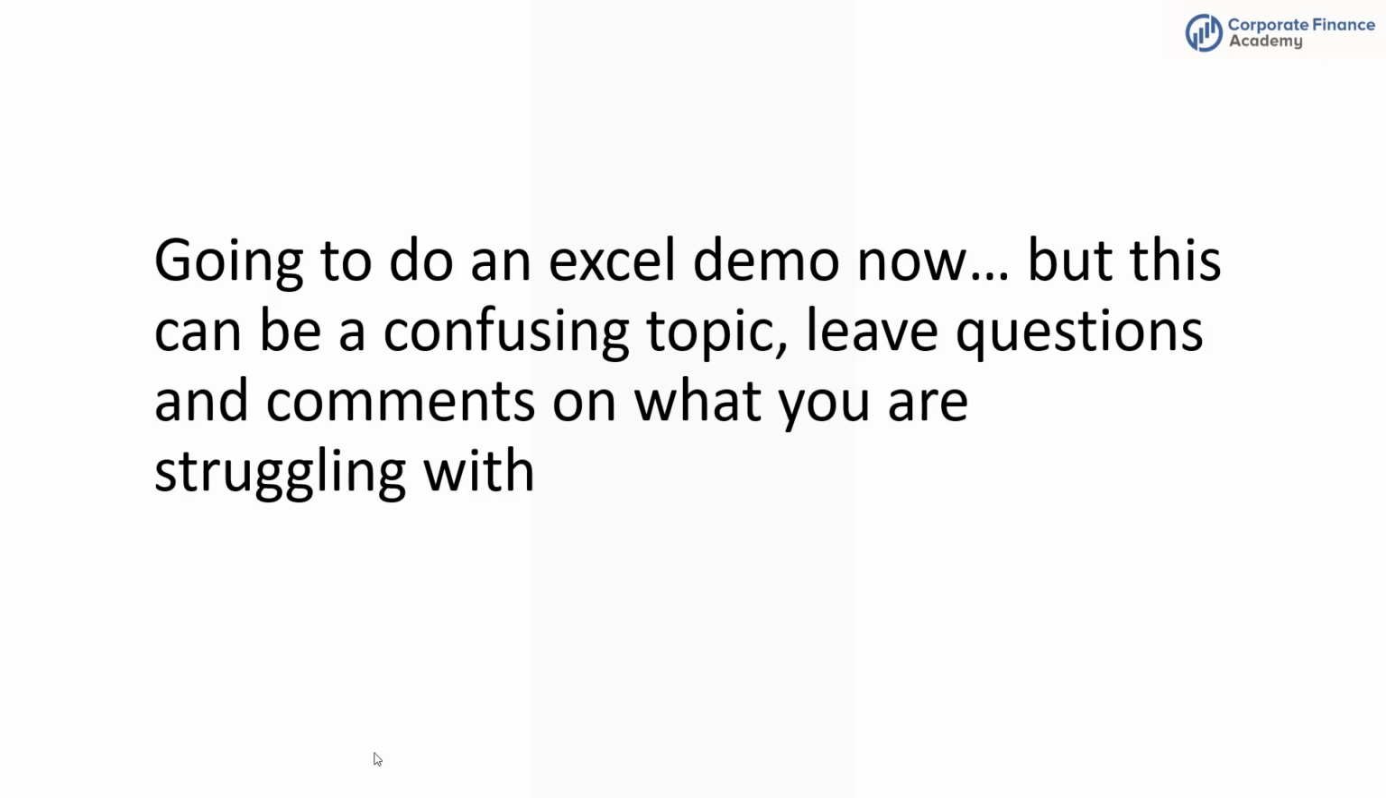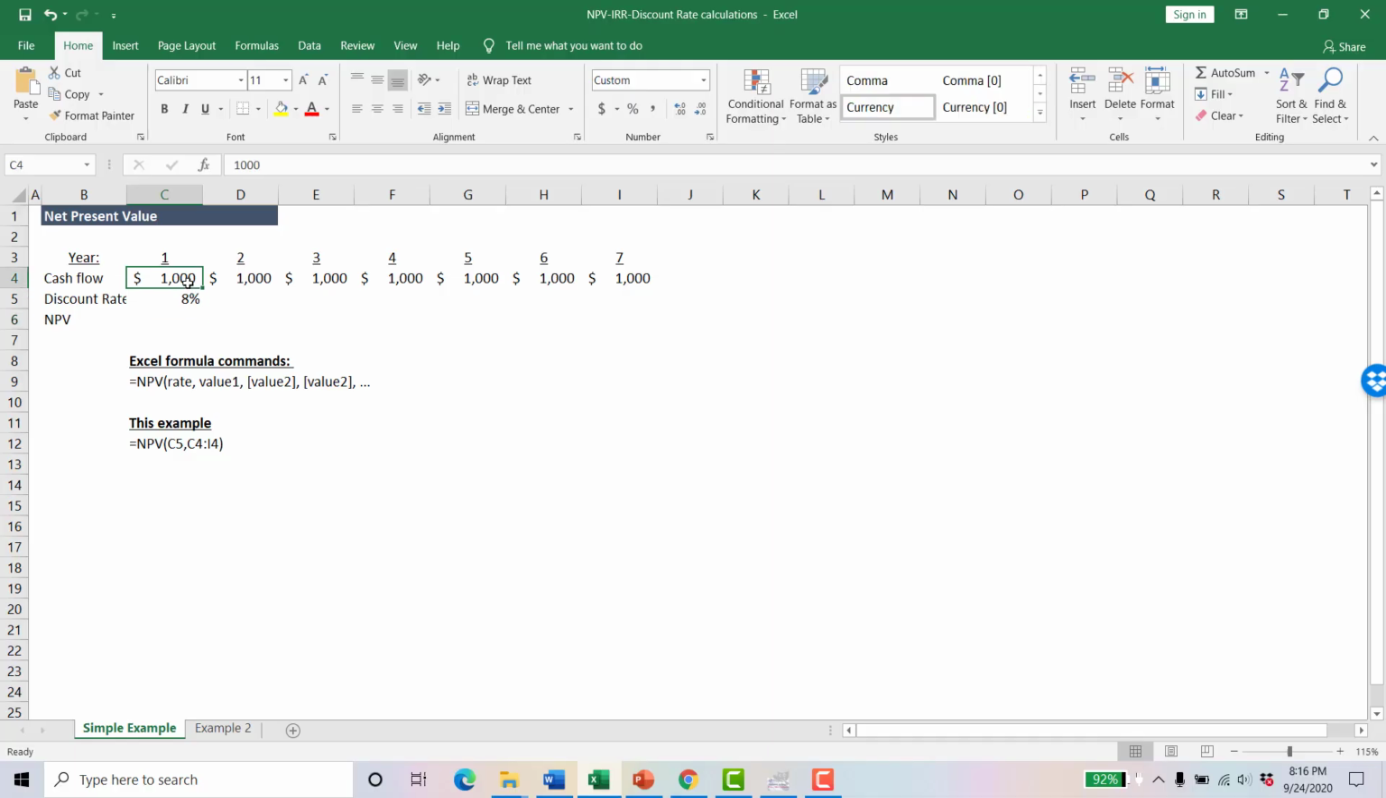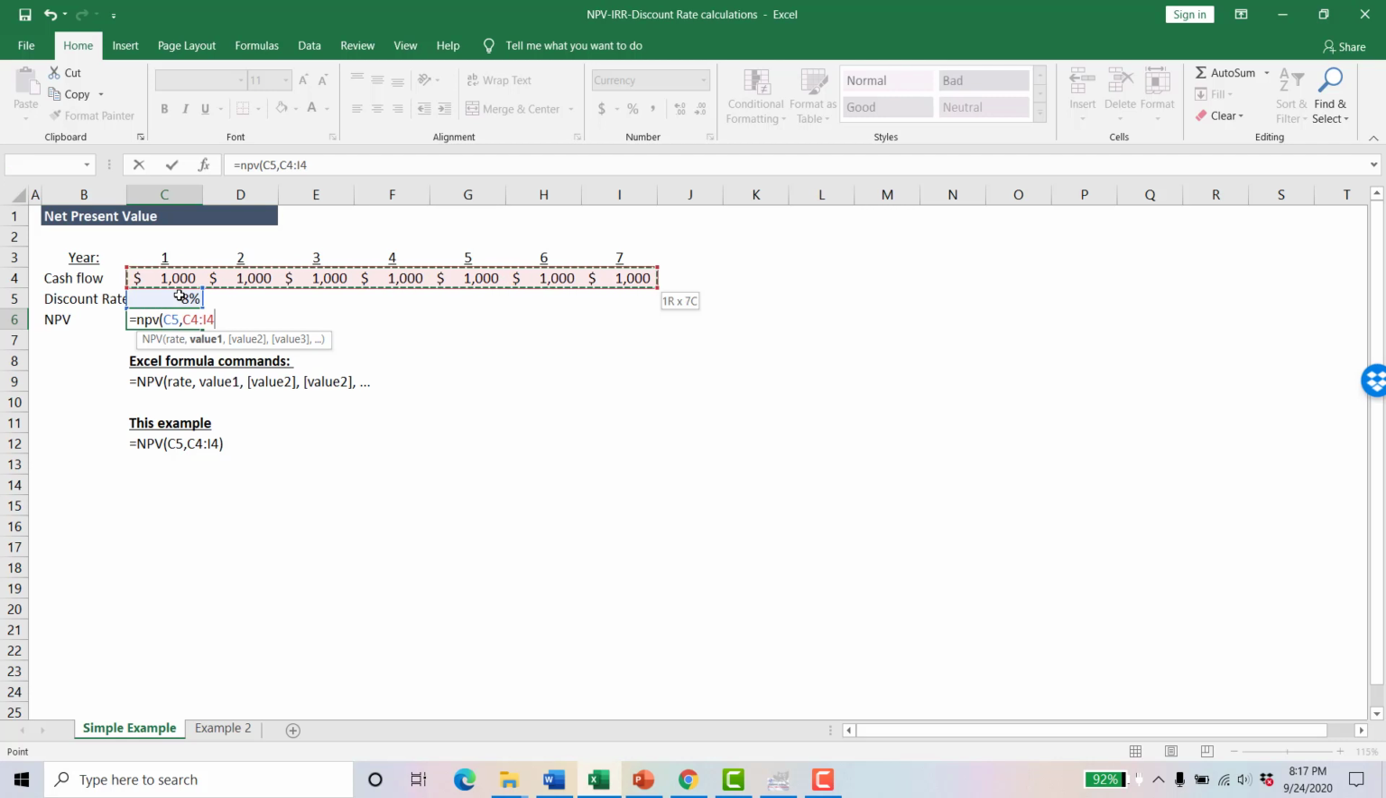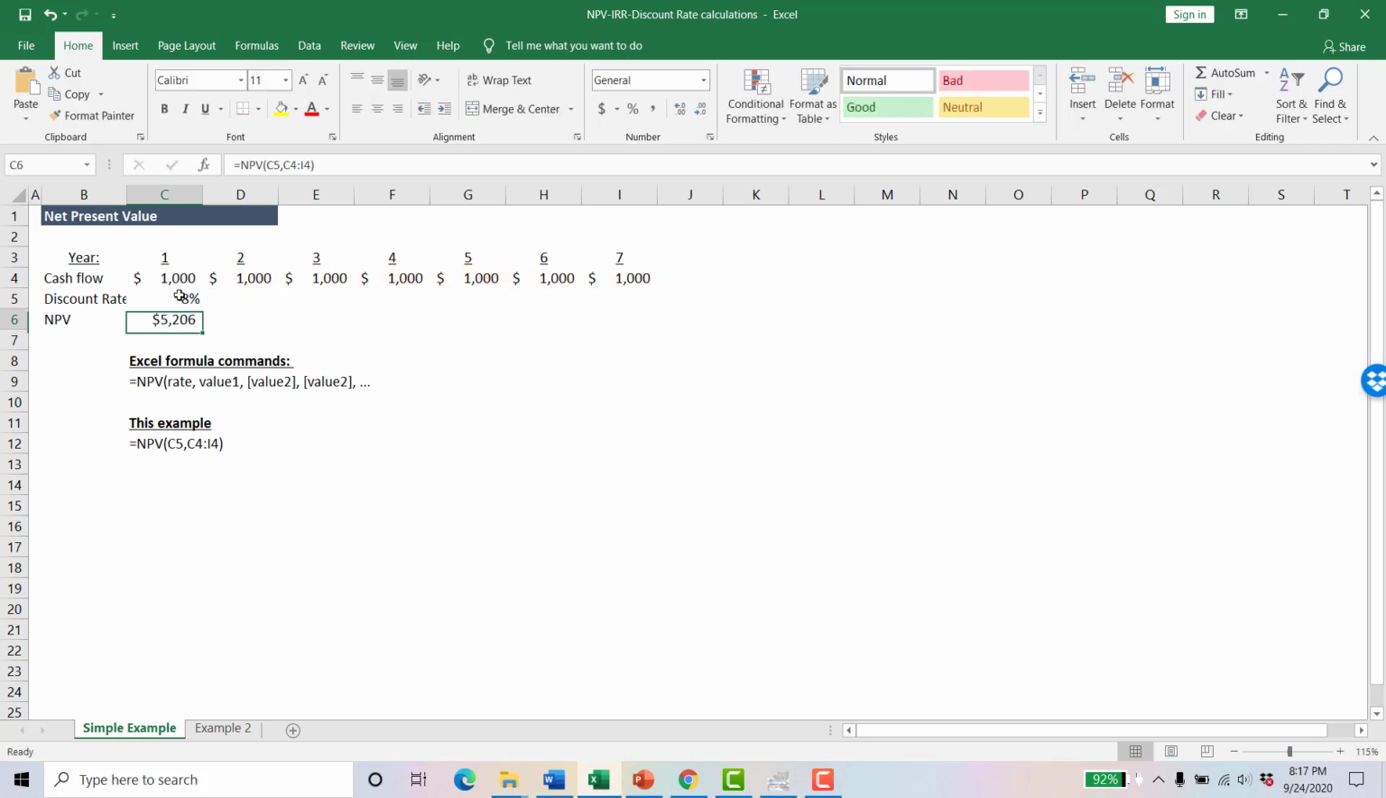Okay, so here we are in Excel, and what you see is the same thing we had on the screen, a $1,000 cash flow a year for 7 years with an 8% discount rate. So our NPV formula is very simple. It's NPV, and then you have to enter the rate, and then it wants you to enter the stream of cash flows. In this case, it's very simple. You enter that in, and you get your 5206.